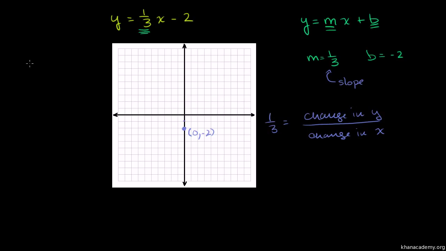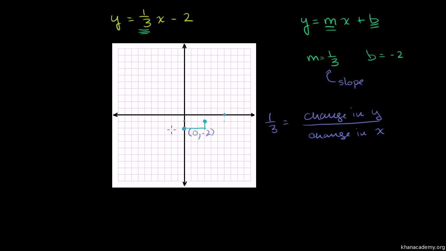So let me graph that. We know that this point is on the graph. That's the y-intercept. The slope tells us that if x changes by 3, so let me go 3 to the right, 1, 2, 3, that y will change by 1. So this must also be a point on the graph. And we could keep doing that. If x changes by 3, y changes by 1.